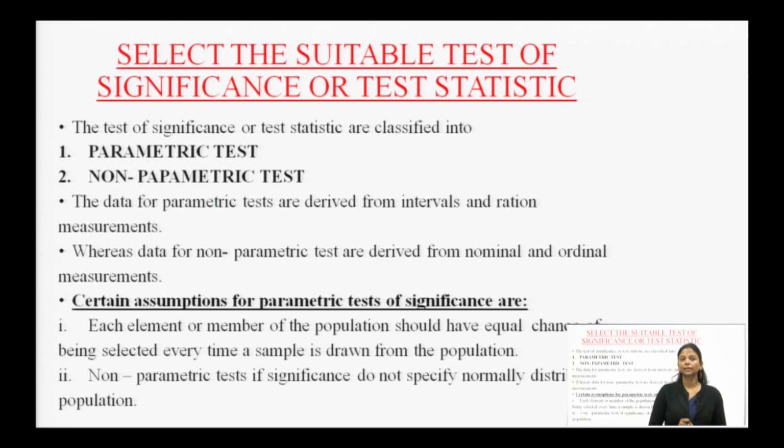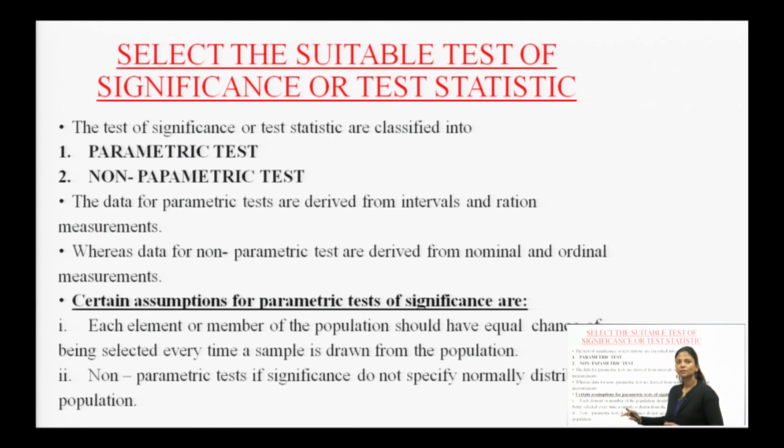The test statistics can be classified into parametric tests or non-parametric tests. The data for parametric tests are derived from interval and ratio measurements, whereas the data for non-parametric tests are derived from nominal and ordinal measures, which we have already studied in the other subject.